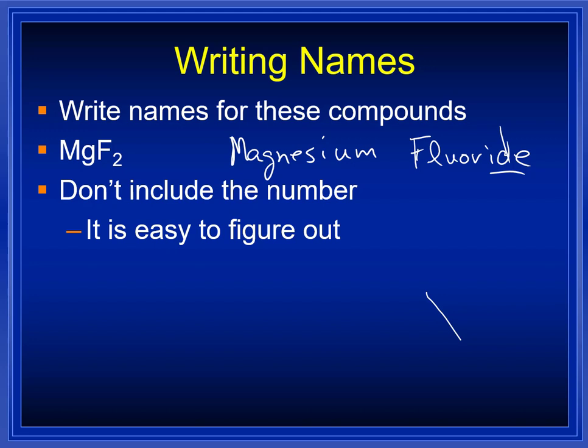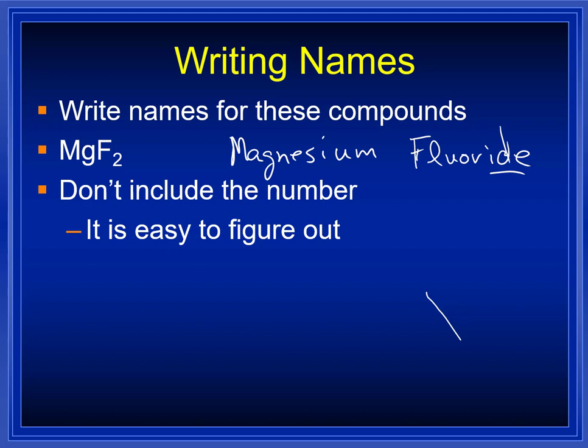Metalloids depend on what they're attached to, whether they're first or second. So if they're first, you leave it alone. If they're second, you change the ending. It's easy to figure out what the number is going to be.